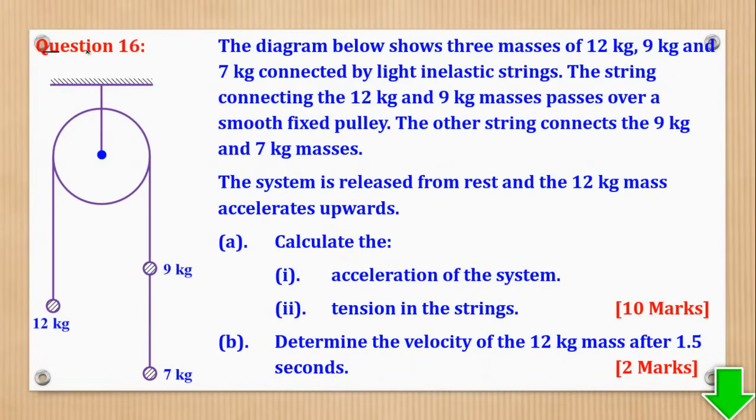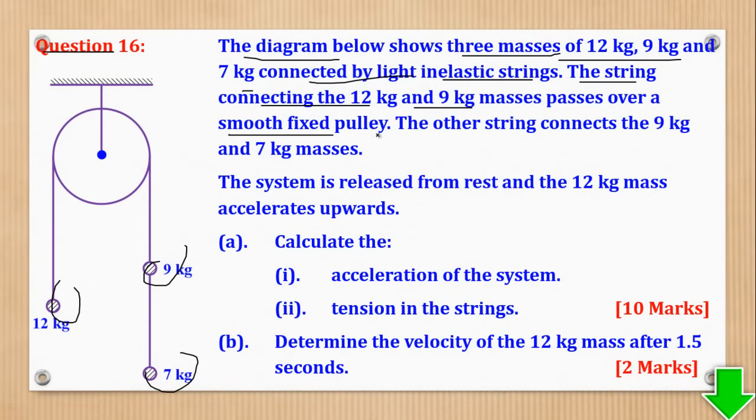Then question 16, it says the diagram below shows three masses, this, this, and that. So there's this, this, this, connected by light inelastic strings. The string connecting the 12 and 9 kilogram masses passes over a smooth fixed pulley. The other string connects the 9 kilogram mass and the 7 kilogram mass.